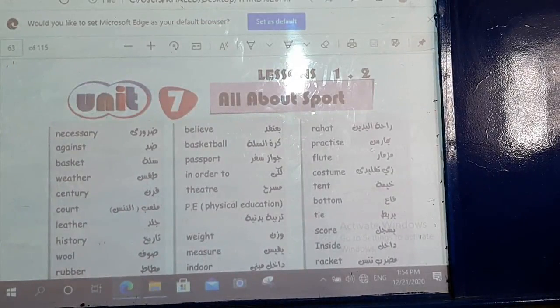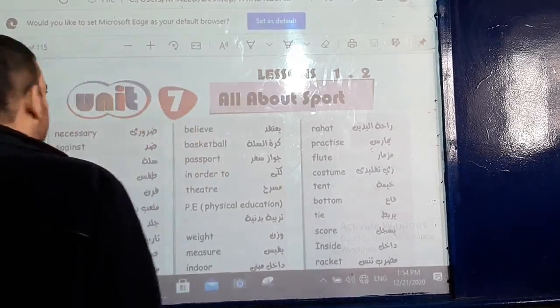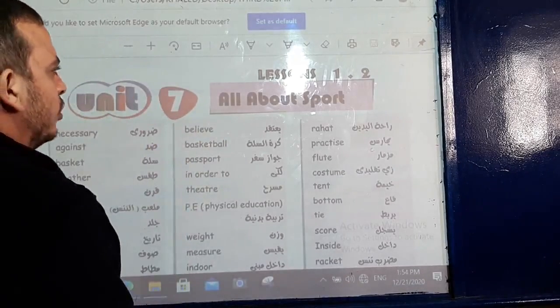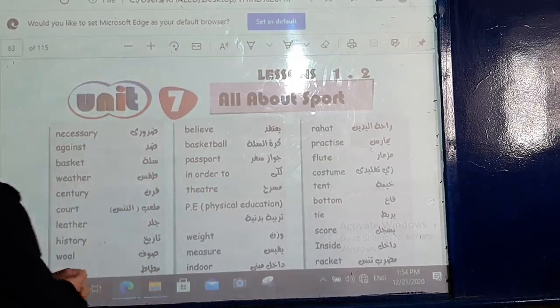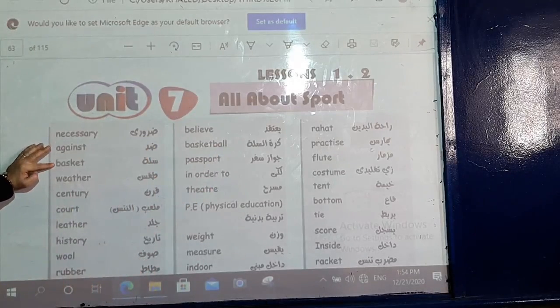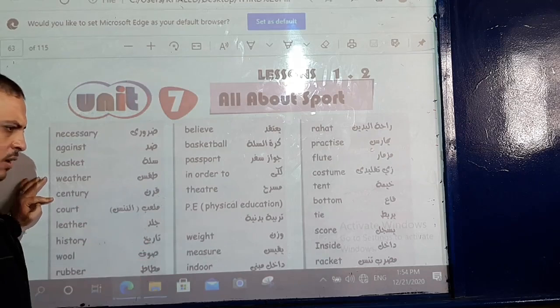Let's start with lessons 1 and 2 as you see on the board now. Here are the most important vocabulary. The title of this unit is All About Sports. Here: necessary, against, basket, weather, century. Century here means 100 years, okay?